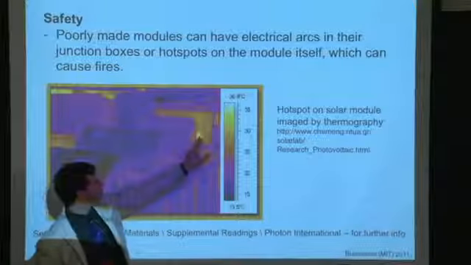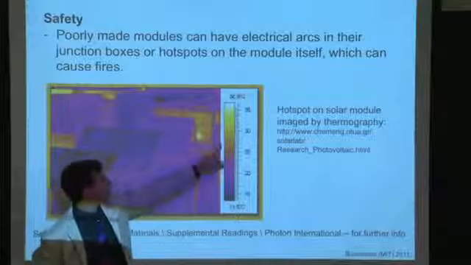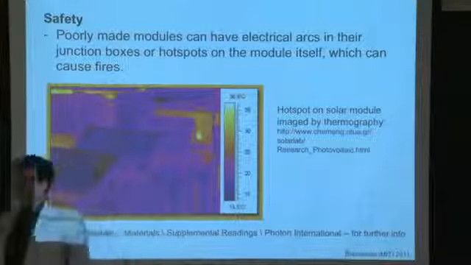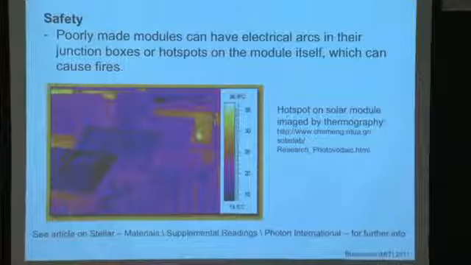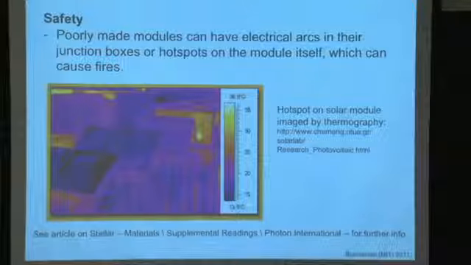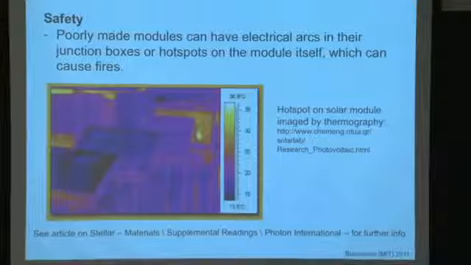This is an example on an array of a hot spot. It's not too hot right now. It's 36 degrees or so, but everything else is down around 15. If you imagine this being on a really sunny day, this hot spot potentially could be getting up much higher. So that's obviously of concern.